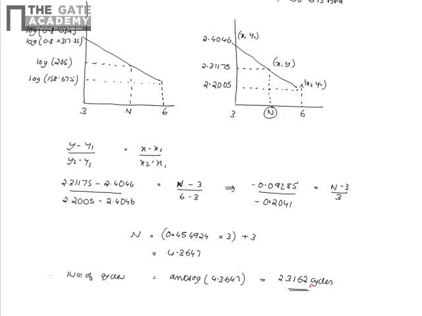So this way, for a given strength value, we can find what is the number of cycles, or for a given number of cycles, we can find what will be the fatigue strength of the component. So with this, we come to the end of this module. And in the next module, we'll see about the endurance limit modifying factors.